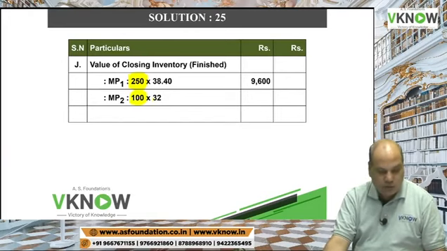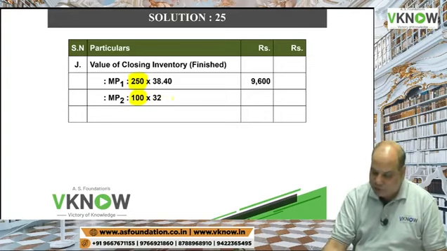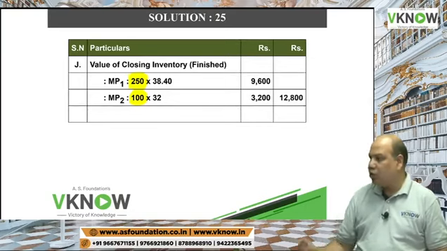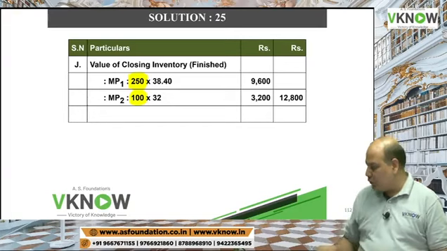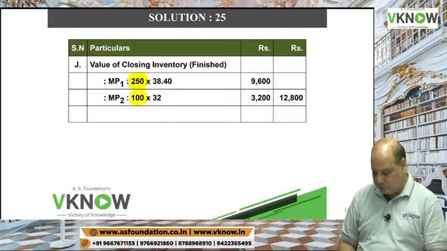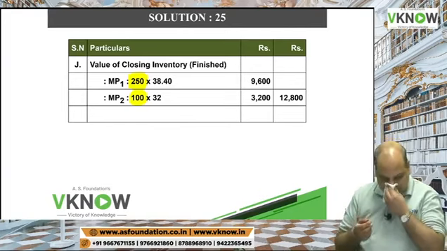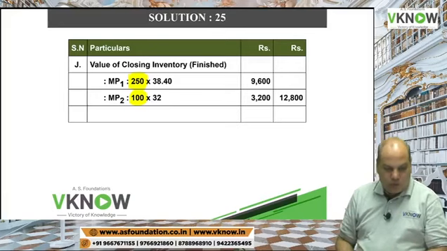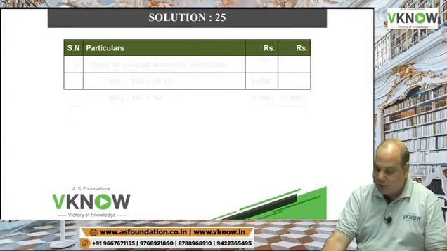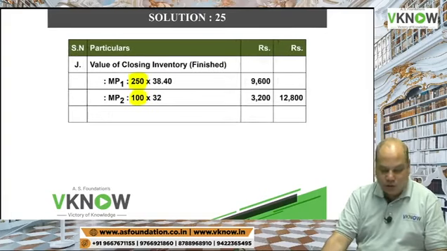In your book 200 may be written, or if you want to write the same quantity you can write, but then your answer will change. 3,200. So the total value of your closing stock of finished goods is 9600 plus 3200. Total stock, you are right. Total is 12,800.